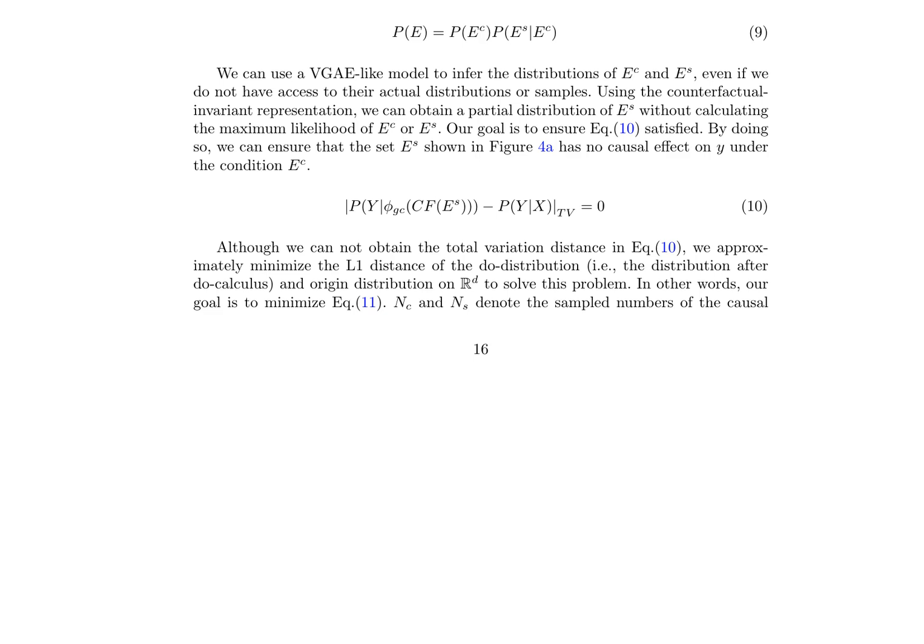However, exact calculation of the total variation distance is infeasible, so the L1 distance of the do distribution and origin distribution is approximately minimized, as stated in equation 11. Here, NC and NS denote the sampled numbers of the causal and spurious factors, respectively.